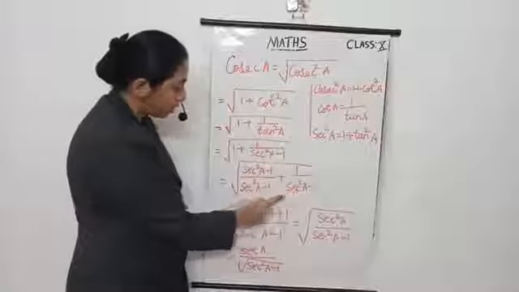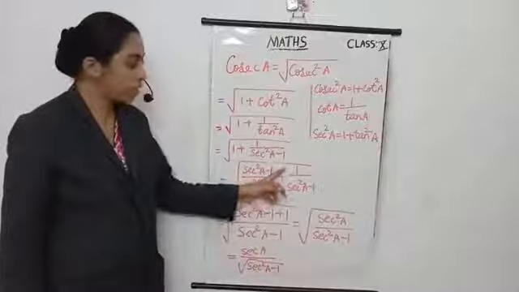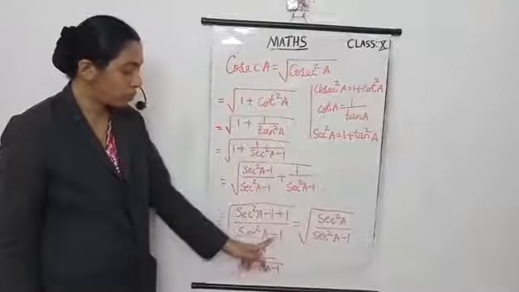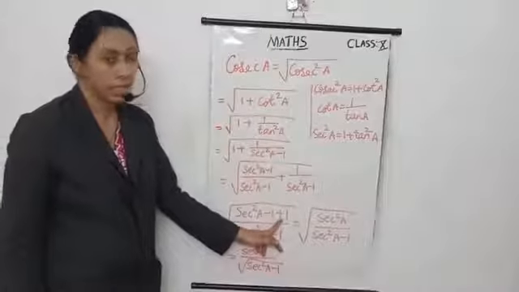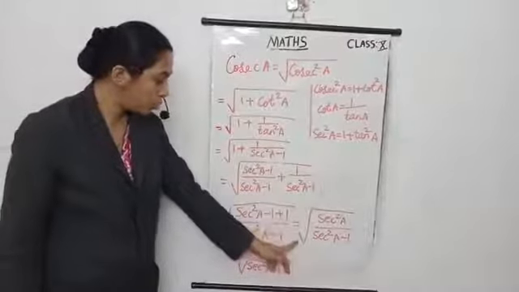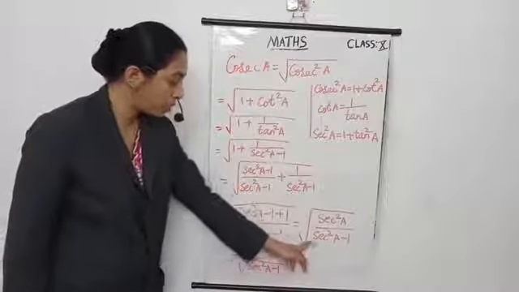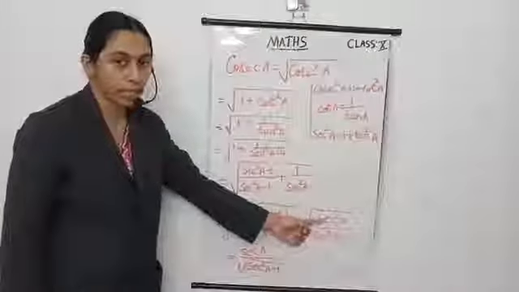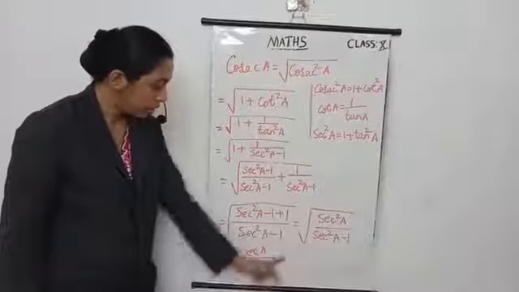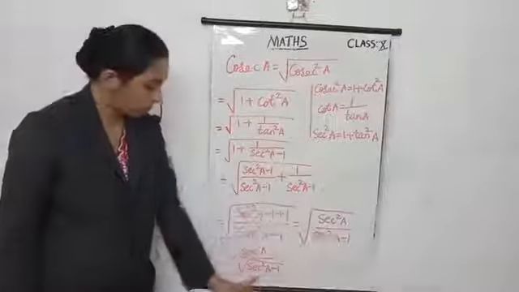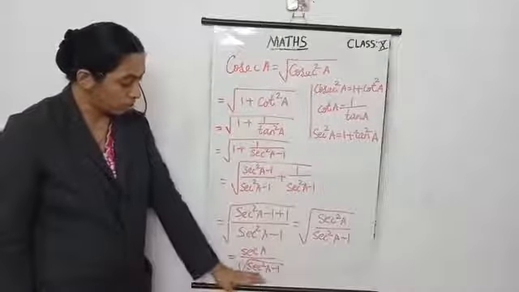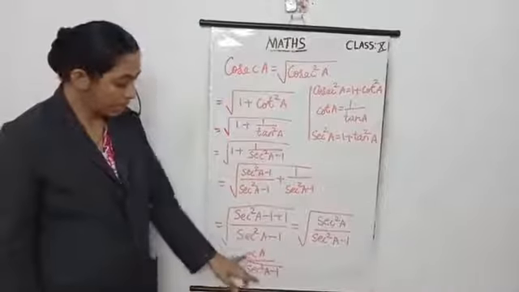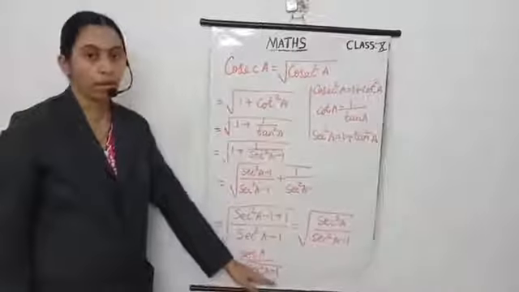Now the denominators are the same, so we can write sec square A minus 1 plus 1, numerators add. So sec square A minus 1 plus 1 by sec square A minus 1. Then minus 1 plus 1 cancelled, 0. So this is root of sec square A by sec square A minus 1. Now take root. So sec square A, its root is sec A, and root of sec square A minus 1 stays as root of sec square A minus 1. So this is the answer. So cosec in terms of sec is sec A by root of sec square A minus 1.